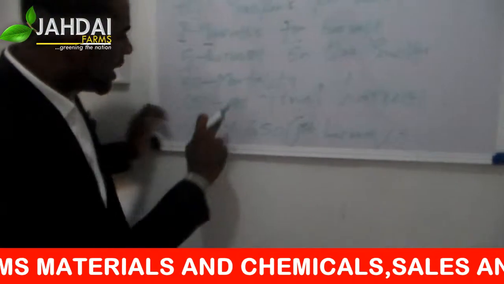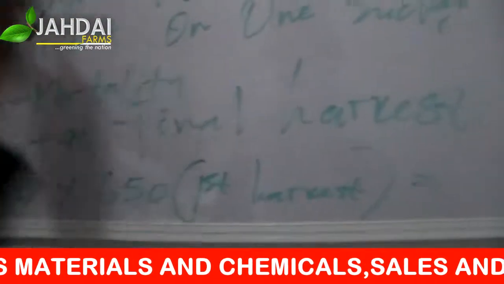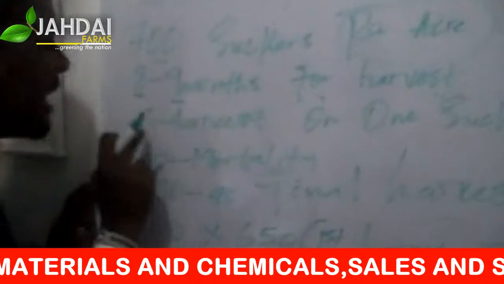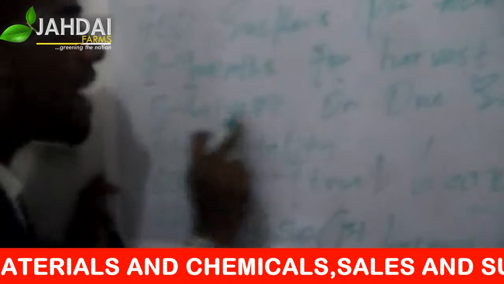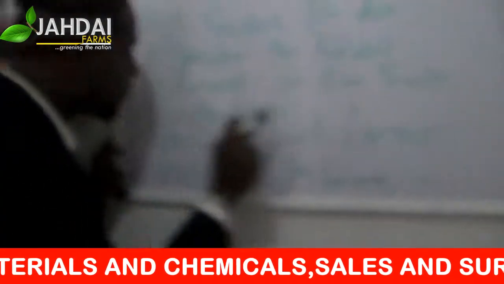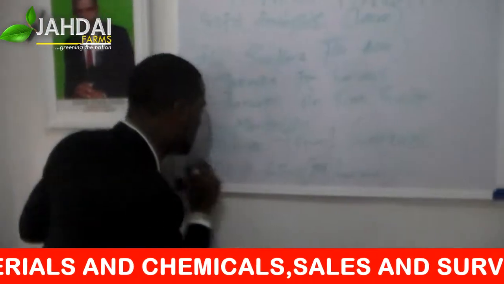Did you get that, please? We are taking 650 for our final harvest. So if we plant 700, it takes 8 to 9 months for harvest, and our suckers give you 5 harvests on one sucker. So we are putting 50 more for mortality, and we are going to be harvesting 650.